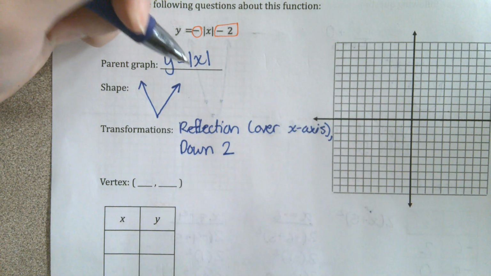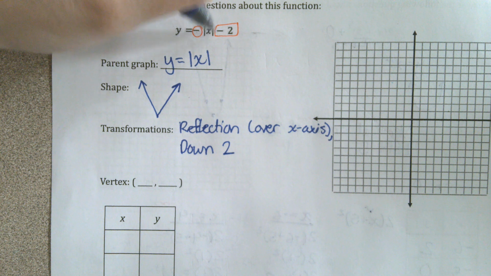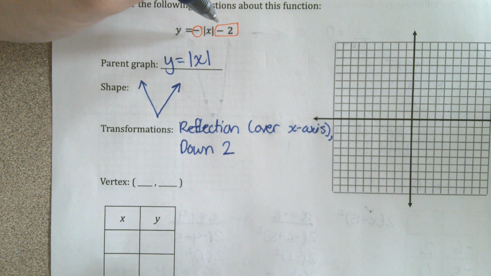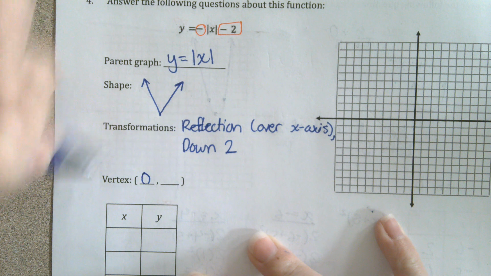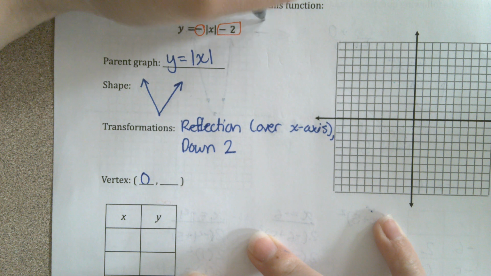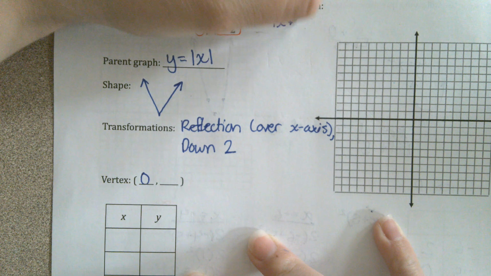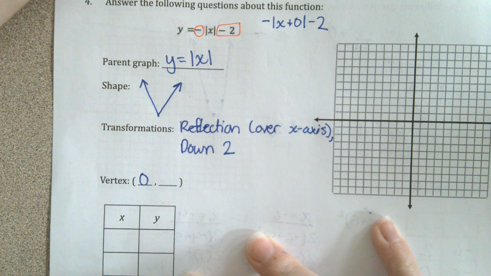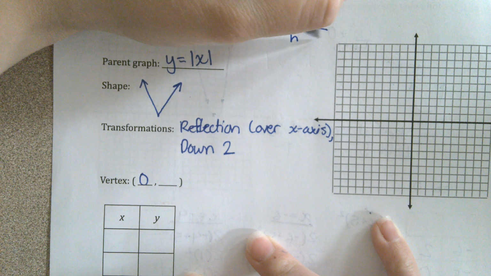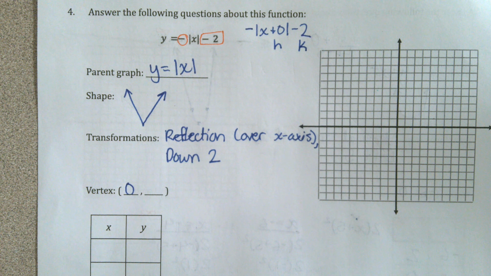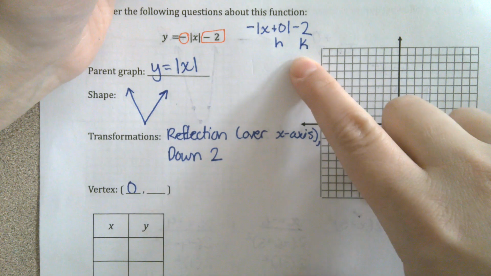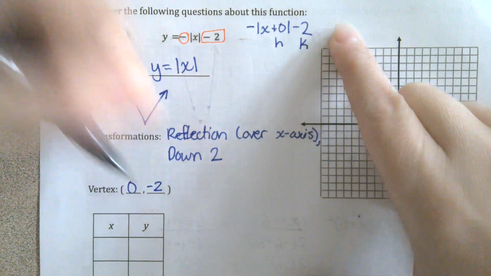Vertex. So this time, we don't have anything on the inside with the x. That first number, that's our vertex, meaning we don't move left or right, so our first number here is 0. And I can rewrite the equation here to make this make more sense. Negative absolute value of x plus 0 minus 2. 0 is our h, negative 2 is our k. Since 0 is 0, it's neutral, there's no sign on it, you can't change to a negative 0. It's still going to be 0. And then k is exactly as it is, minus 2, down 2.